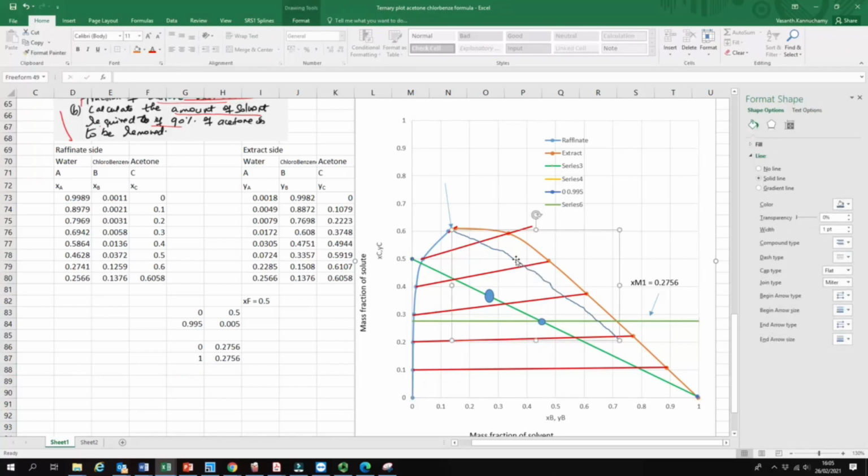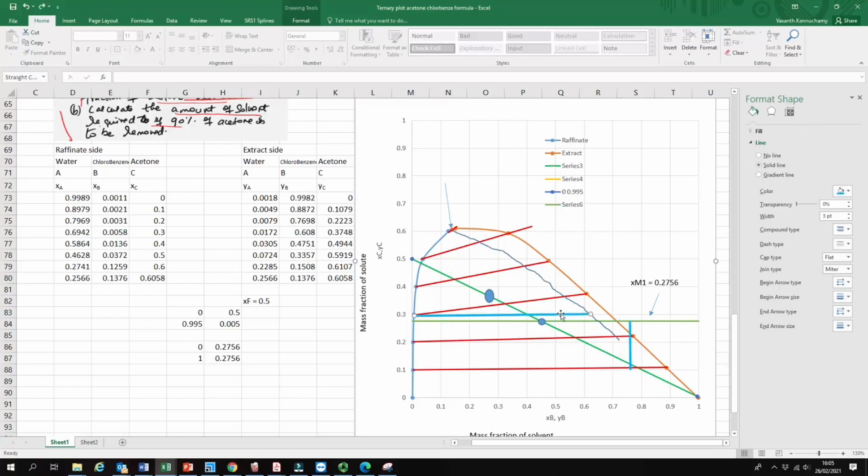So now we have to generate new tie lines that might pass through this mixing point. So how to generate that? Wait a second. Let me keep these two lines. So how to generate them? Let's put something like that. We have to spend a bit of time to generate. That's the only way.